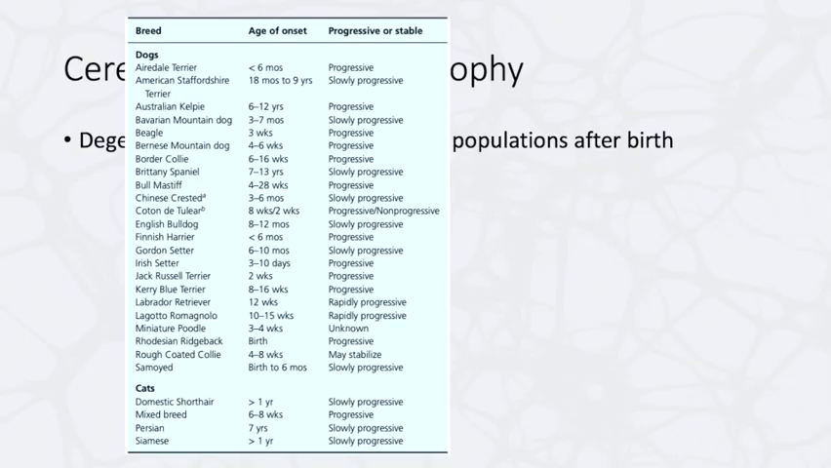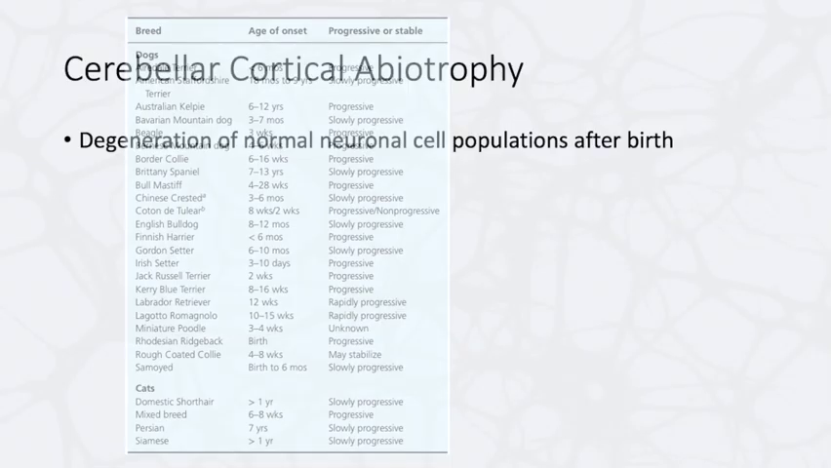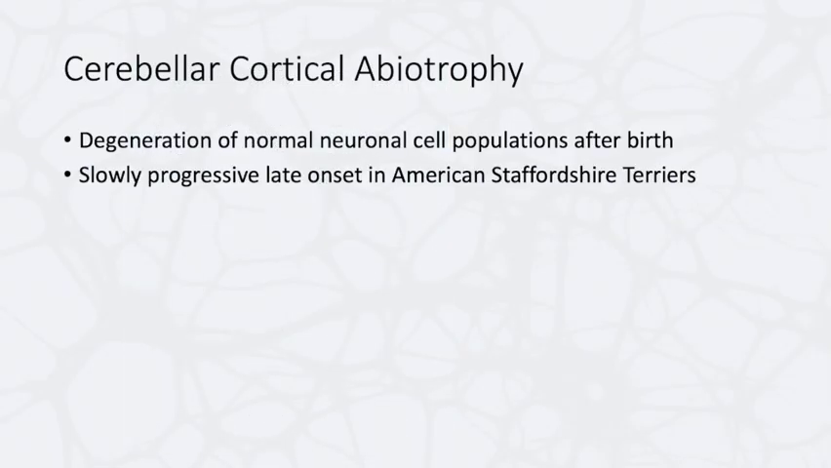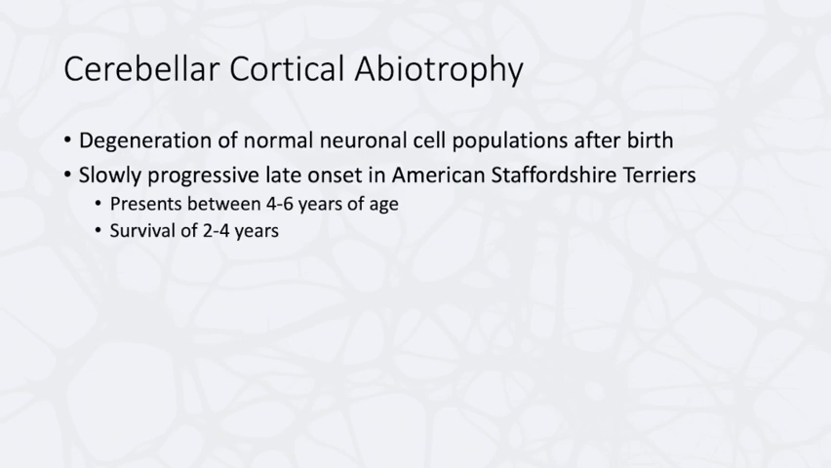There's a number of different breeds that have been reported. I have them listed here and the age of onset. But the breed that probably is most well known is going to be the American Staffordshire Terrier, because it's pretty widespread, unfortunately, this condition. And it's usually late onset. So these patients are a few years old when they start having clinical signs. So 4 to 6 years of age when they start presenting with clinical signs.